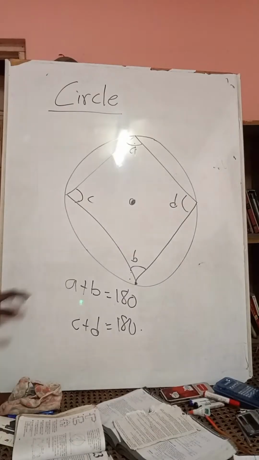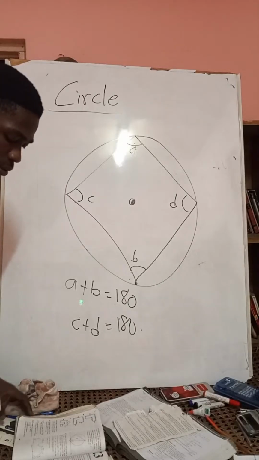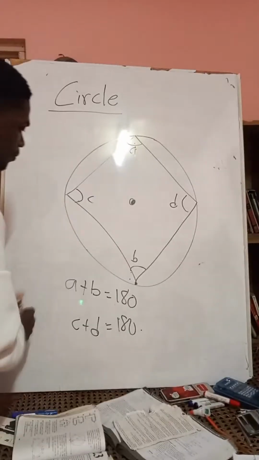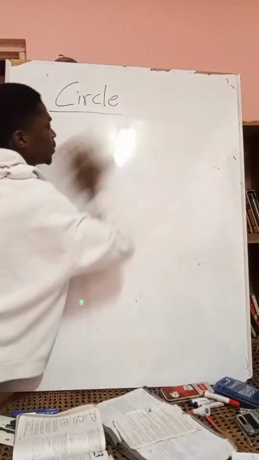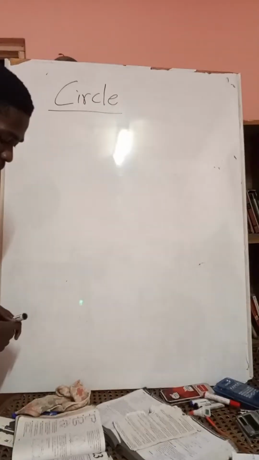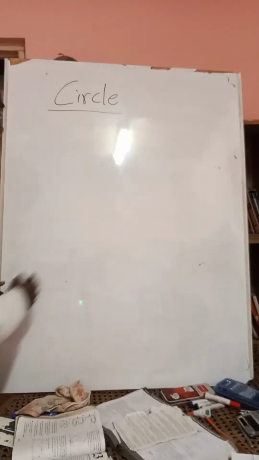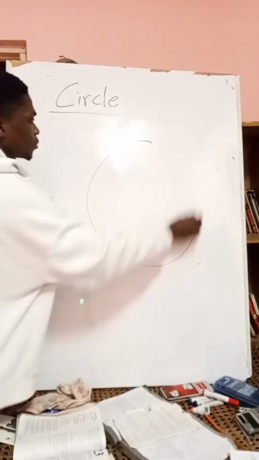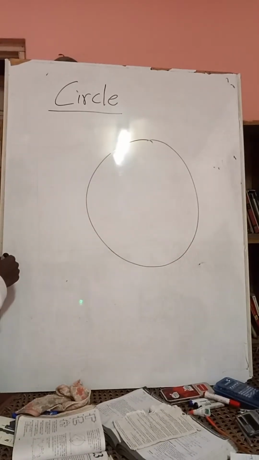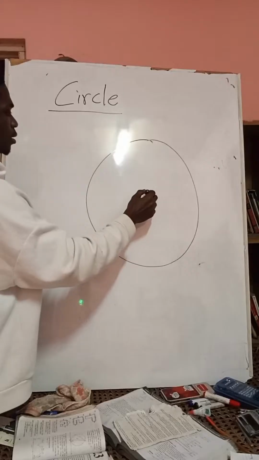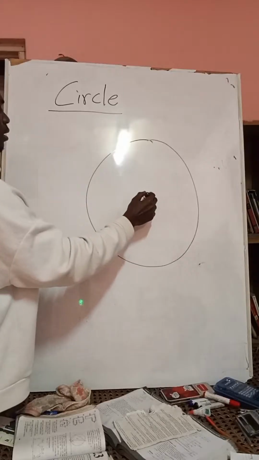So have you gotten this one now? The next property is like this. And then tomorrow, I'll prove all of them. I'll prove all the laws, how they came about. So if this is a circle, this is the center. This is the center of the circle.